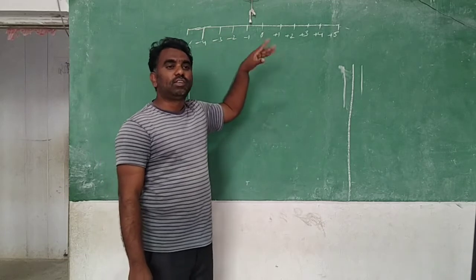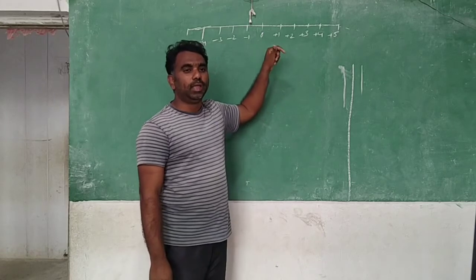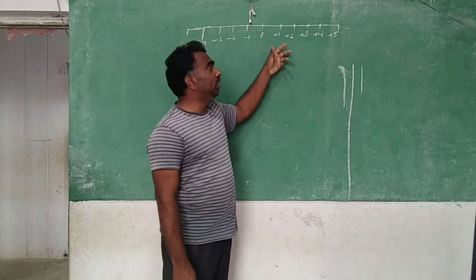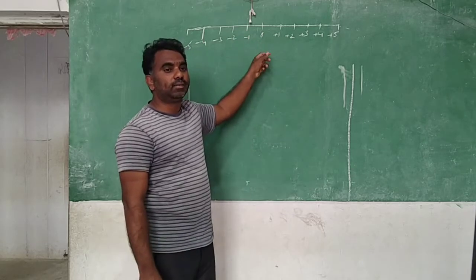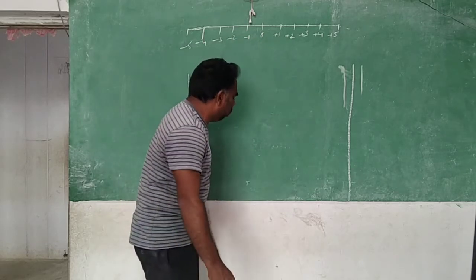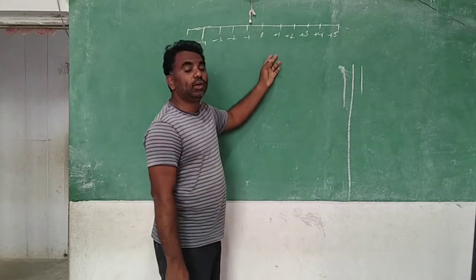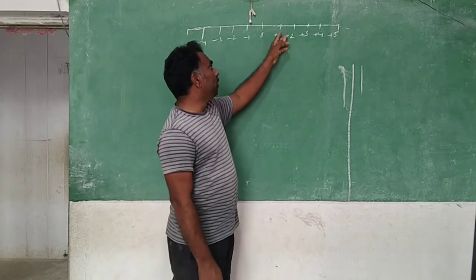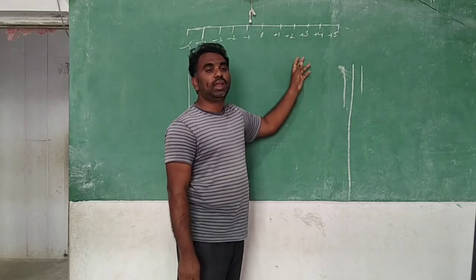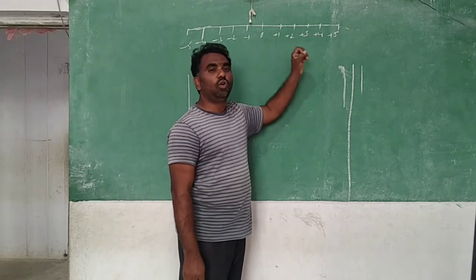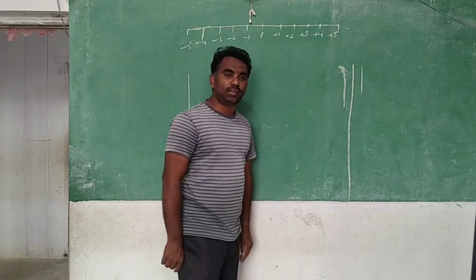You know that the first day I discussed that fractions are in the form of p by q, and fractions are in between the numbers. We have discussed that fractions and rational numbers are in between the numbers. In between 0 and 1, so many fractions are there. In between 1 and 2, so many fractions are there. In between 2 and 3, in between 3 and 4, in between 4 and 5, so many fractions are there.